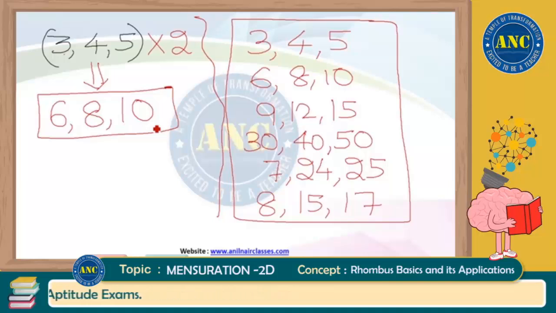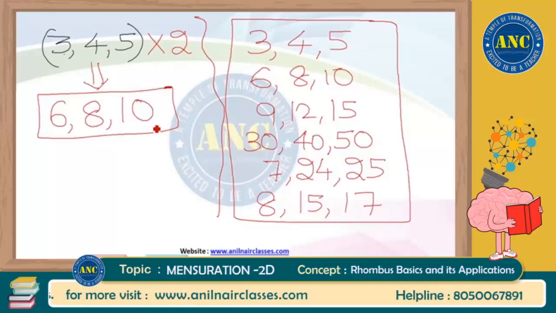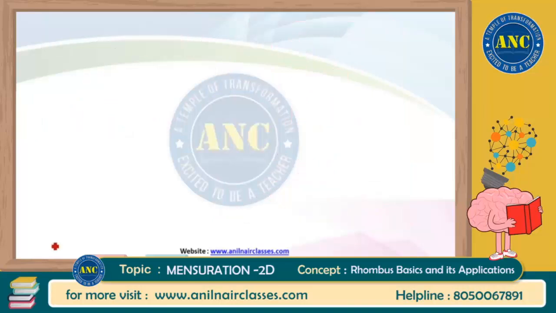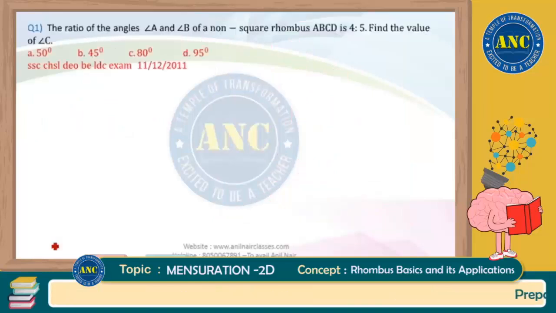I hope knowing or deriving Pythagorean triplets when the side is an odd number, or the second case when the side is an even number, is very clear for you people. Now let us move on to solving some questions in this beautiful concept called rhombus.